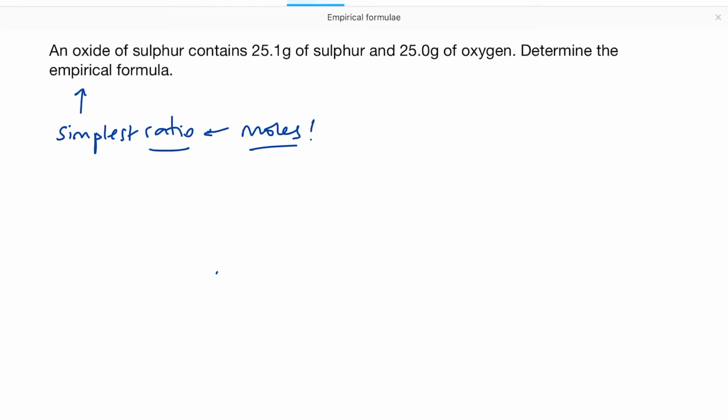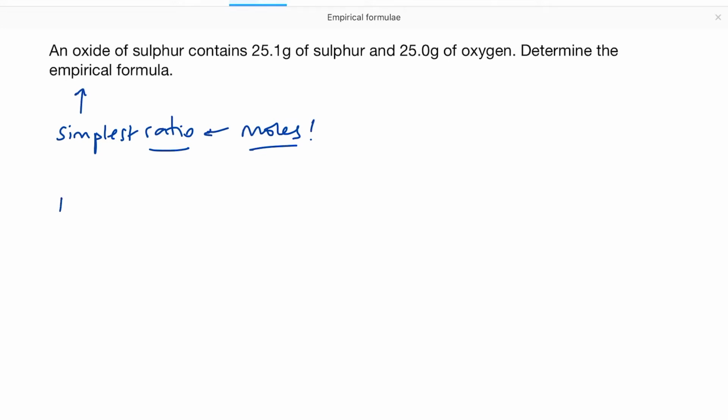So let's have a look at this particular question. We have got an oxide of sulfur. It contains 25.1 grams of sulfur and 25.0 grams of oxygen. Determine the formula. These are very, very straightforward questions. So all we need to do is find the number of moles, and from the number of moles we can determine the ratio, and the ratio is our formula.